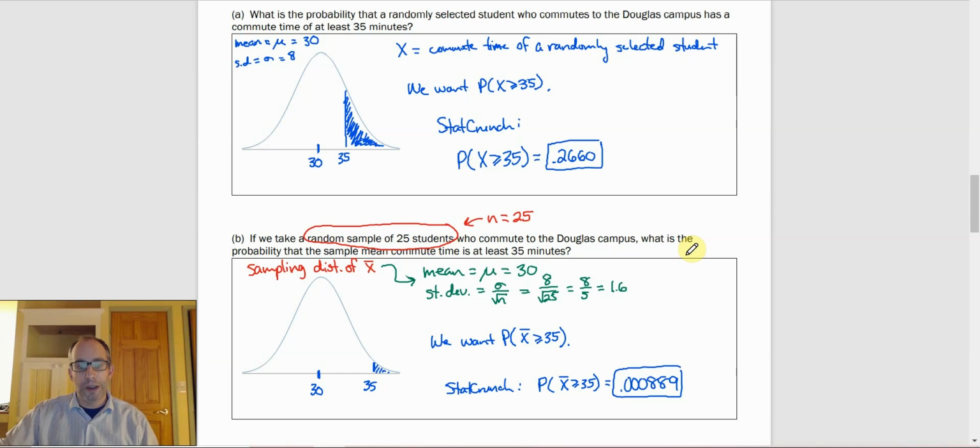If we had a random sample of 250 students, then the chance of getting a sample mean of at least 35 is going to be remote. Like the number is extraordinarily tiny.